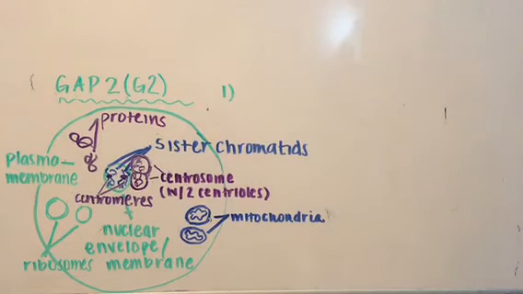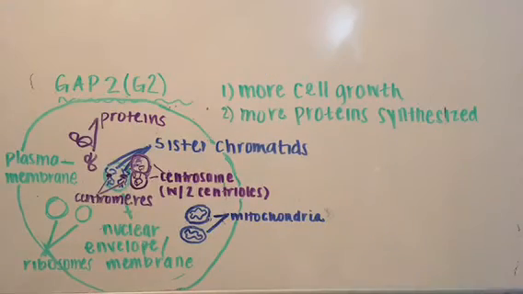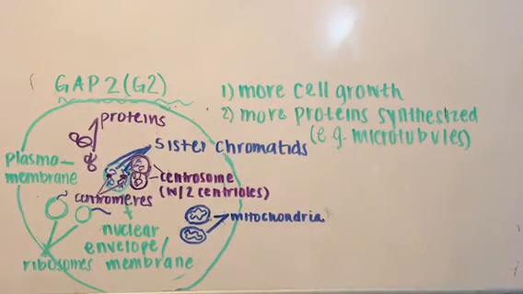In the gap 2 phase, there's more cell growth, and the cell synthesizes more proteins that might be needed for cell division, such as microtubules.